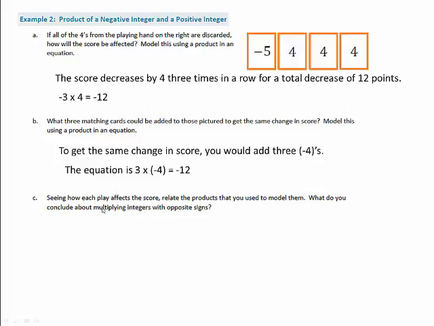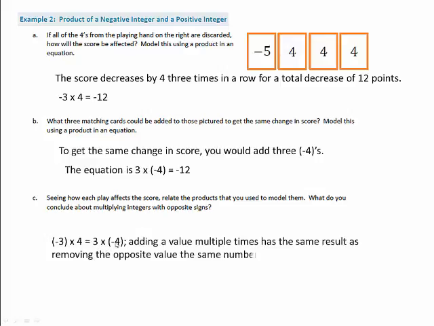So if I want to relate the products, I can say that both negative 3 times 4 and 3 times negative 4 are equal to each other. Adding a value multiple times has the same result as removing the opposite value the same number of times. So if I add negative 4 3 times, that's the same as removing a positive 4 3 times. We're going to keep talking about this in class, but we've got to get used to this language of adding and removing and increasing and decreasing.